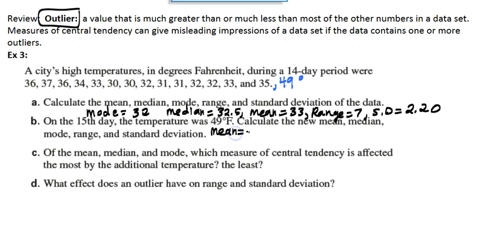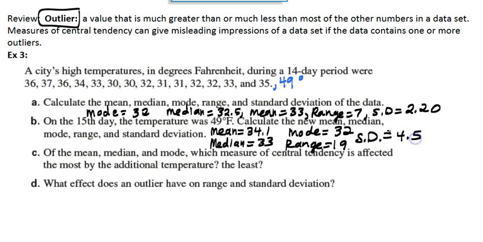So the mean with that new value in there is now 34.1. The median is now 33. The mode was still 32 that I just calculated by hand. The range is now 19, and the standard deviation is 4.5. Next question: of the mean, median, and mode, which measure of central tendency is affected the most? And which one's affected the least?